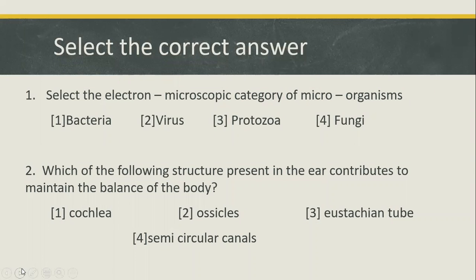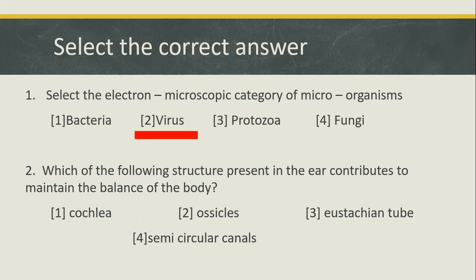Select the correct answer. First question: select the electron microscopic category of microorganisms. First answer: bacteria, virus, protozoa, fungi. So this is a very easy question. You know, only viruses we can observe from an electron microscope.